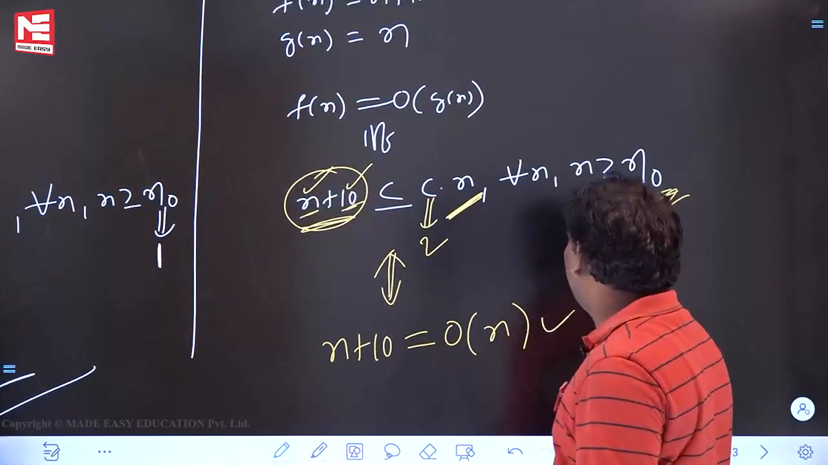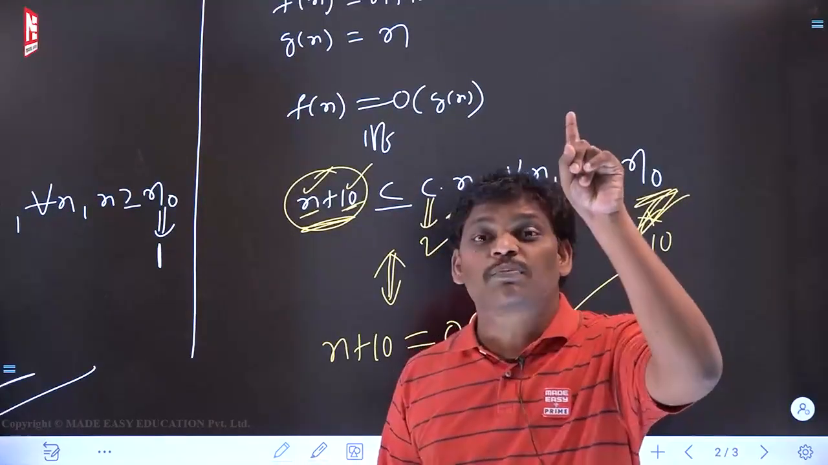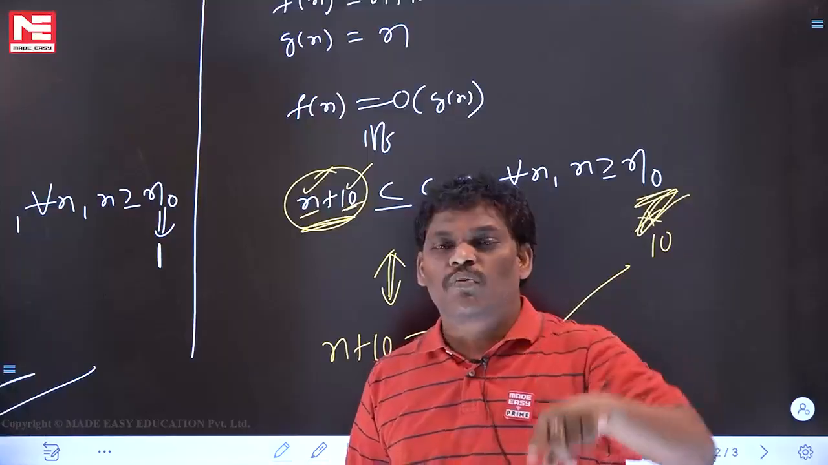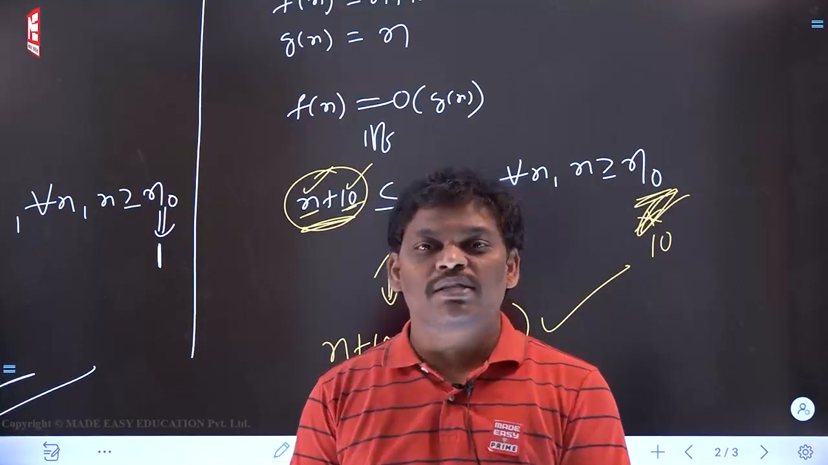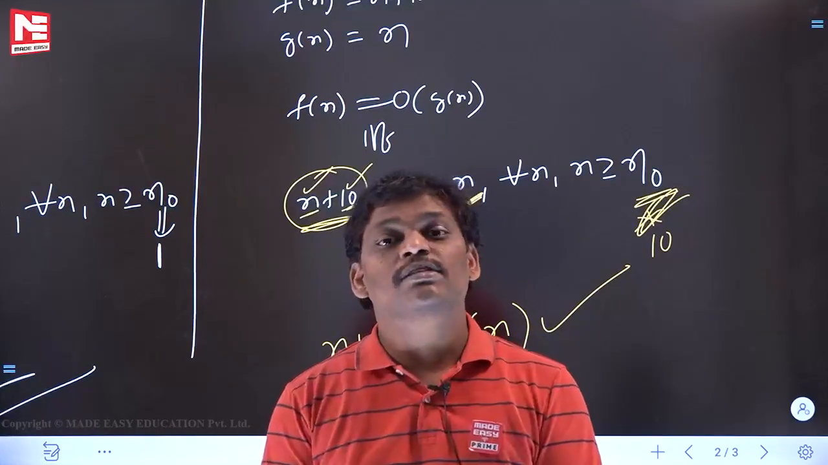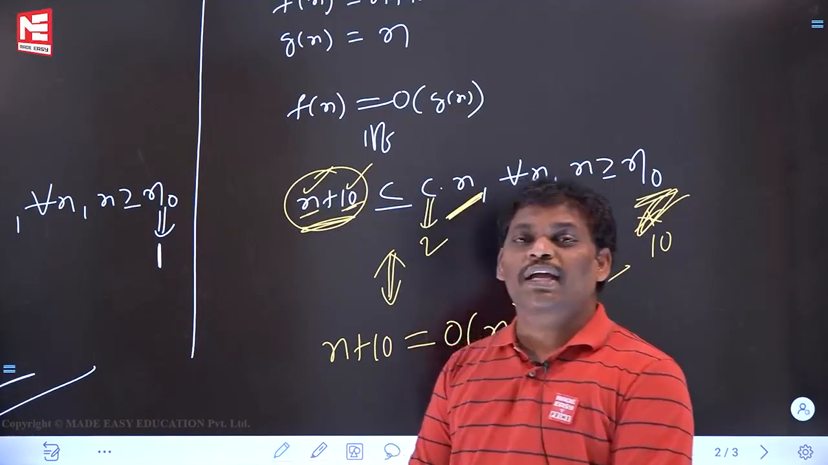Can you say what is the meaning of this line? The meaning of this line is comparing N plus 10, N is bigger after taking C help. What is the meaning of N plus 10 is big O of N? It is nothing but N is bigger compared with N plus 10 after taking C help. What C value did you take? 2 I took. What is the N0? 10.